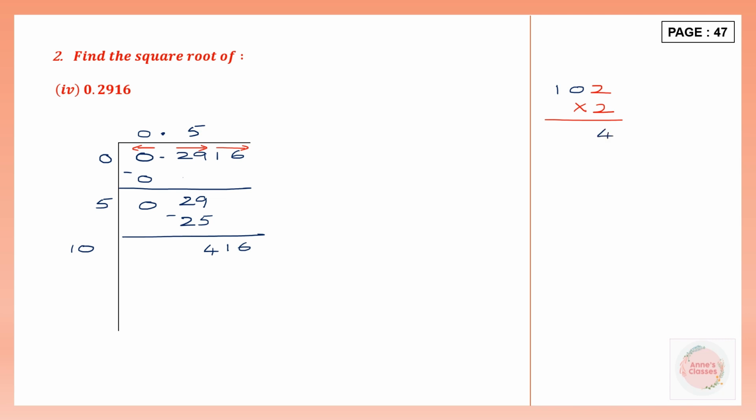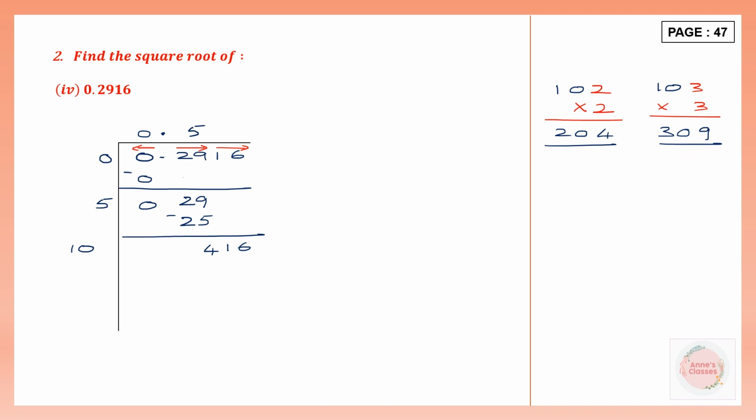2 2s are 4, 2 zeros are 0, 2 1s are 2. Now let's do the same thing again. Let's put 10. This time let's put 3 next to it. 3 and multiply it by 3. 3 3s are 9, 3 zeros are 0, 3 1s are 3. As you can see, the number here is 416 and both these numbers are not suitable.